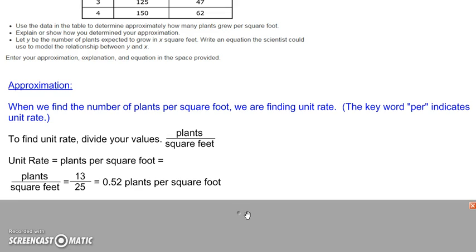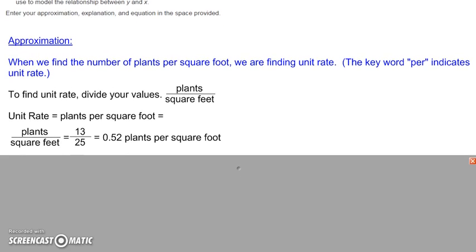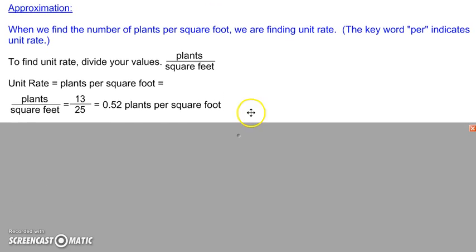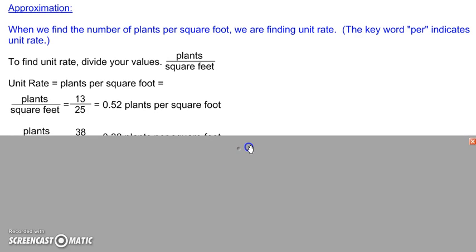So we plug in our first value, 13 over 25, to get 0.52 plants per square foot. We take 13 divided by 25 to get that answer. And then we continue this with the rest of our values.